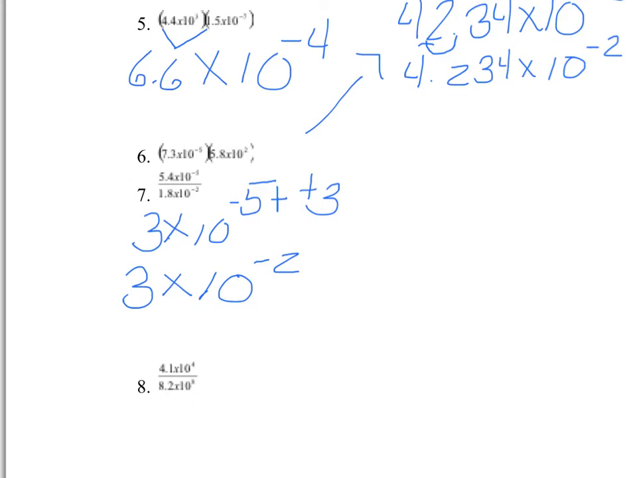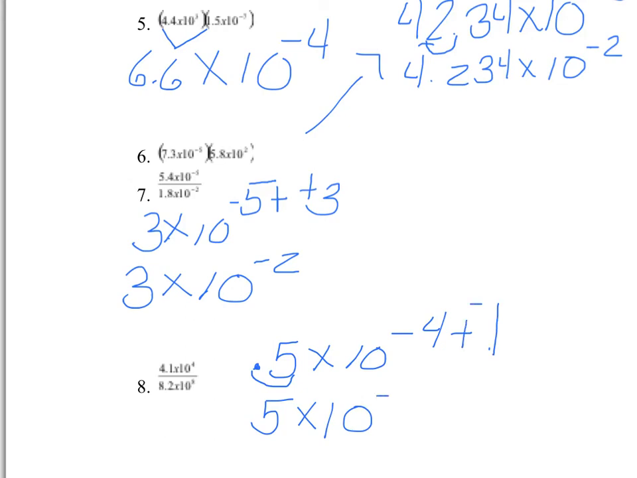Number 8, we have 4.1 divided by 8.2. That's going to give us 0.5. 0.5 times 10, and your exponents were 4 and 8. So 4 minus 8 is negative 4. This time I need to move my decimal forward 1, giving me 5. And now I need to subtract 1 from my exponent. So plus negative 1. It's going to give me negative 5 here. 5 times 10 to the negative 5th.